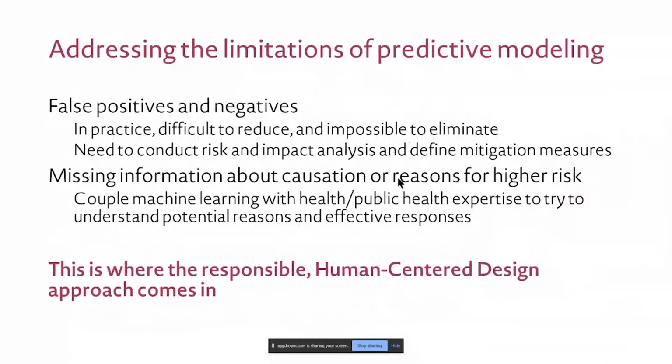So how can we address these limitations? And I only show two of the big topics of limitations of predictive modeling. Let's start with false positives and negatives. First of all, in practice, it's impossible to eliminate false positives and false negatives. And it's also difficult to reduce those through modeling. And often if we reduce one, for example the false positives, in practice often the other increases. So that's really a difficult issue.